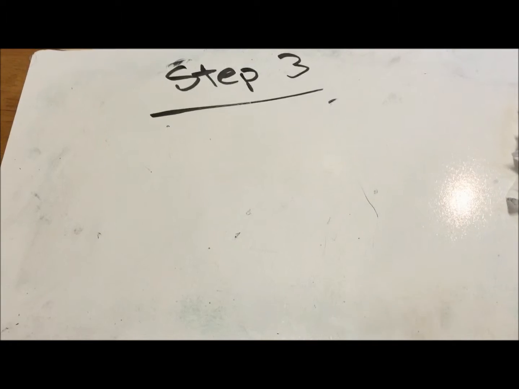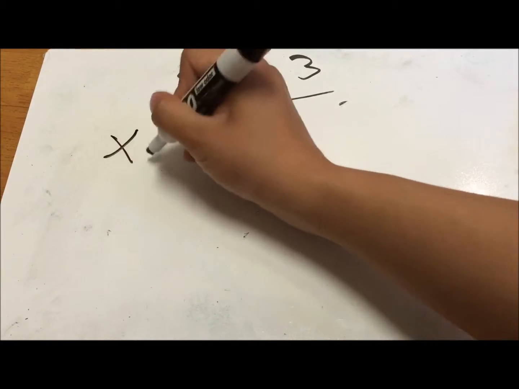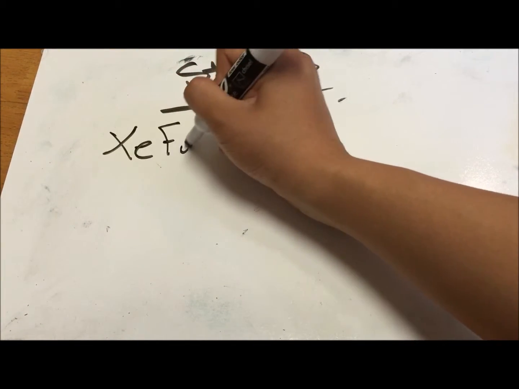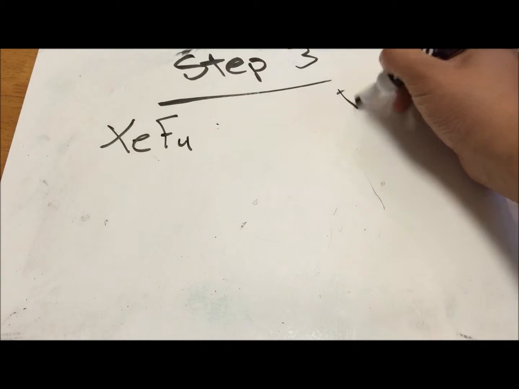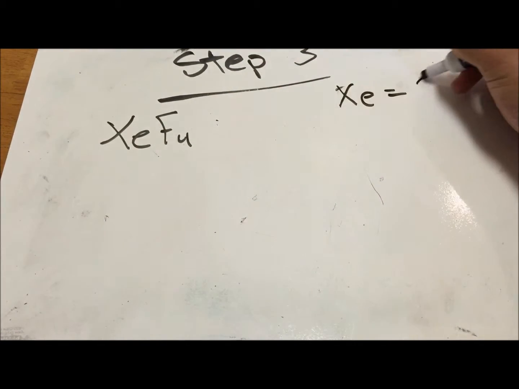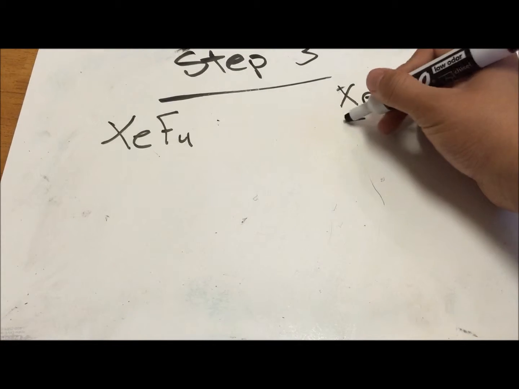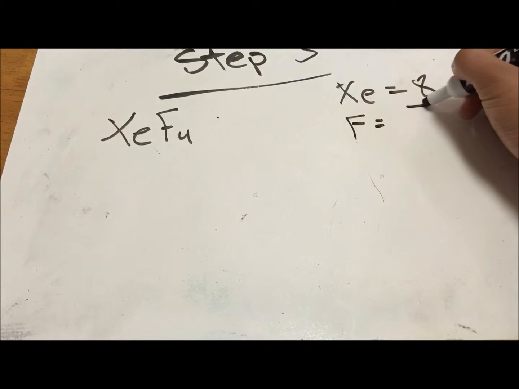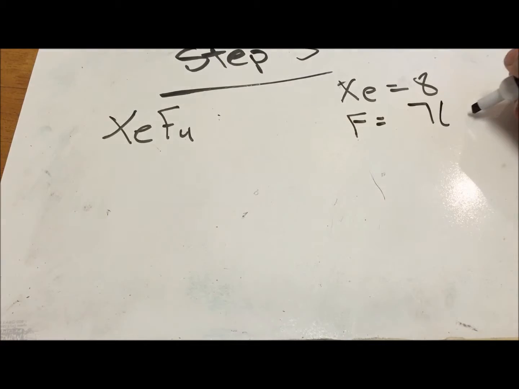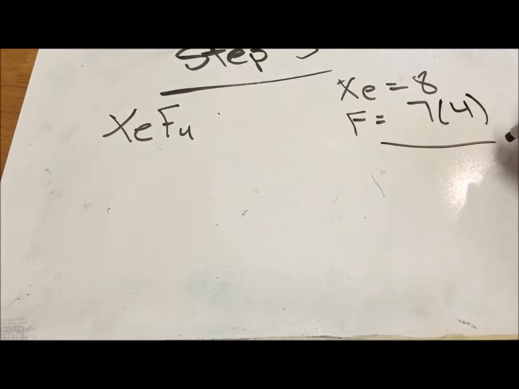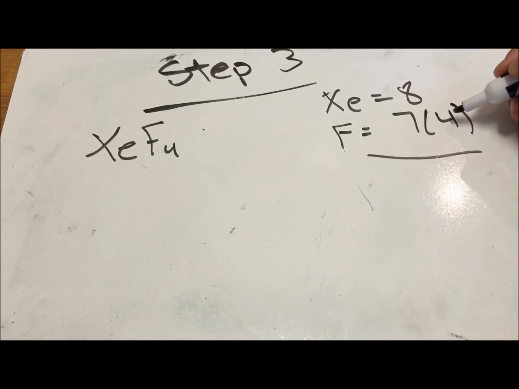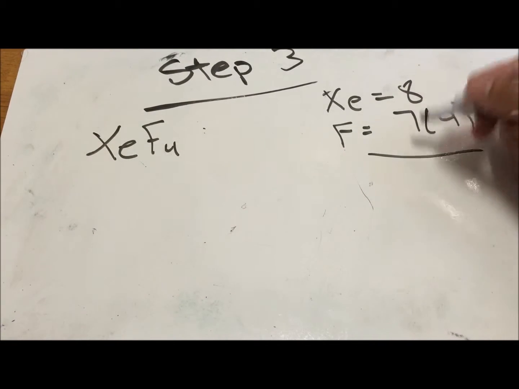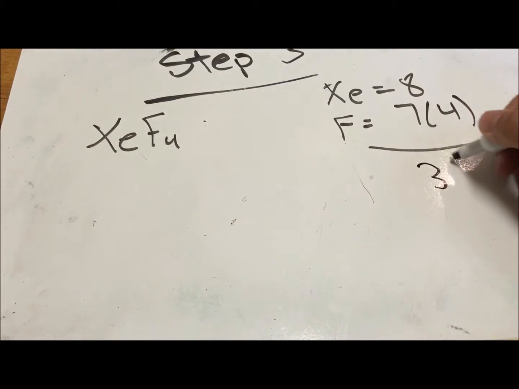Now we're going to do another molecule. We're going to do xenon tetrafluoride, XeF4. Now xenon has a total of 8 valence electrons, and there's only one of them, so we're not going to multiply by anything. And then fluorine has 7 valence electrons, and there's 4 of them, so we're going to multiply by 4. So 7 times 4 is 28, plus 8 equals 36.